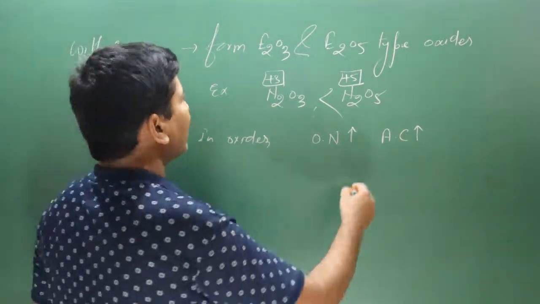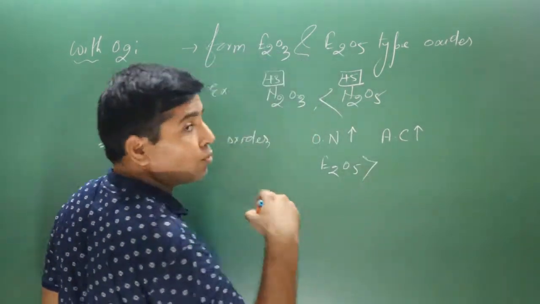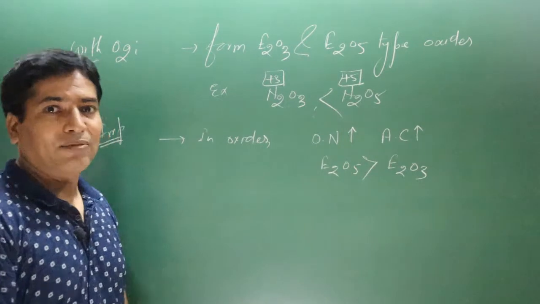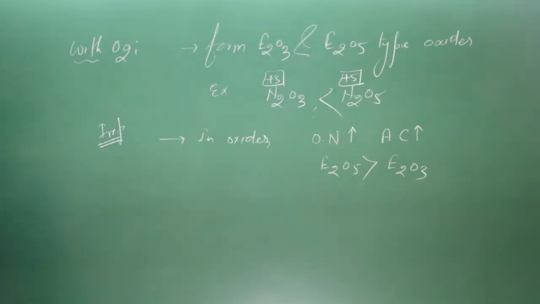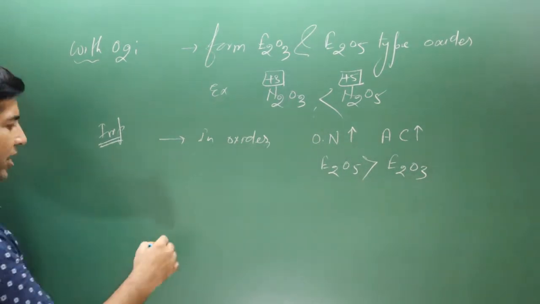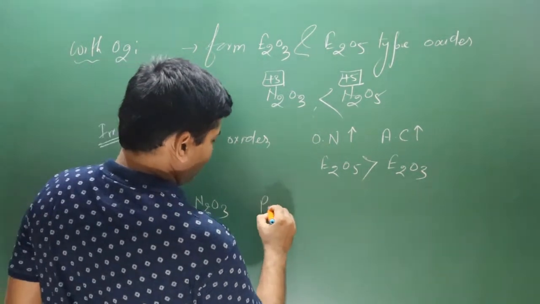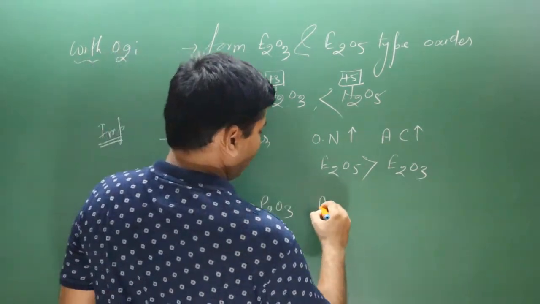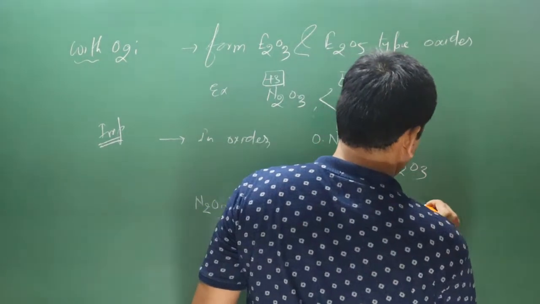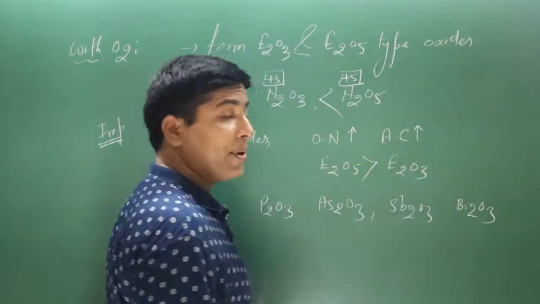Then we can say E2O5 have more acidic character than E2O3 type oxides of this group elements. Now let me talk about the general oxides of all these elements. We have N2O3, P2O3, As2O3, then Sb2O3, and then we have Bi2O3. Pay attention very carefully.